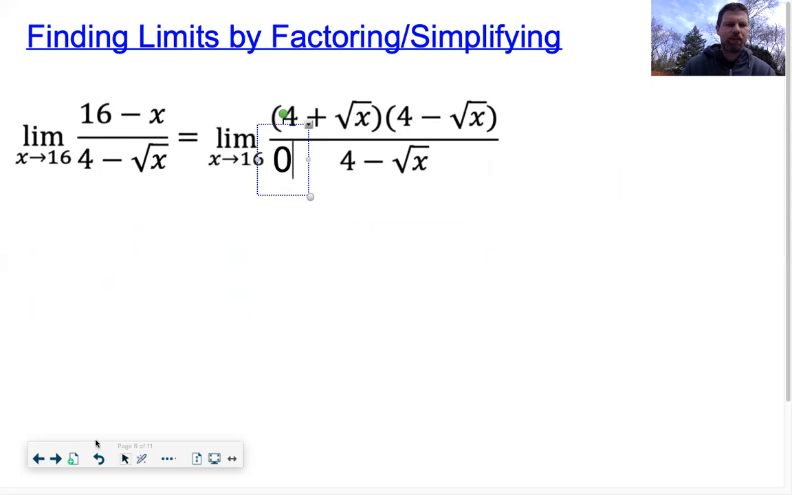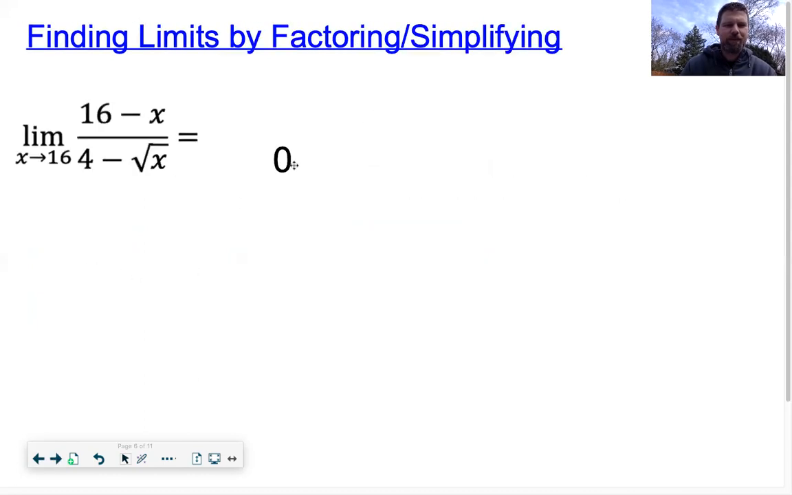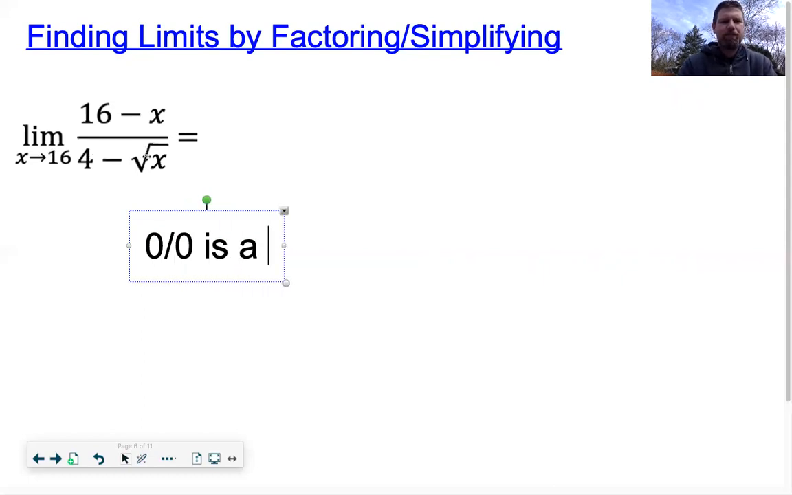Divided, oops, didn't mean to show that yet. Hold on. Divided when I put a 16 into there, I've got 4 minus the square root of 16. Square root of 16 is 4, so I've got 4 minus 4, which is also 0. 0 over 0 is a problem.